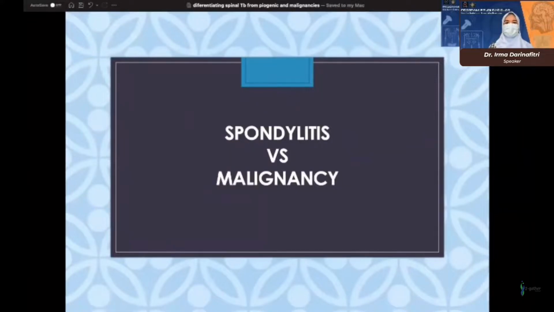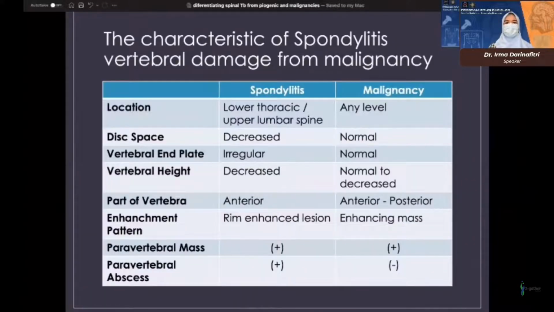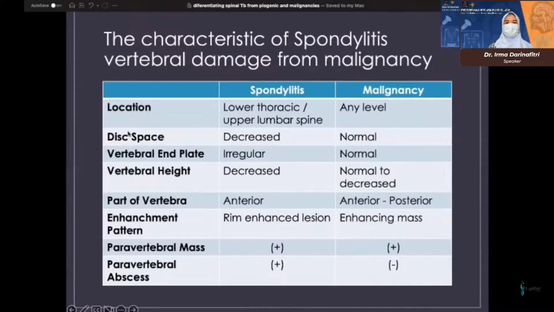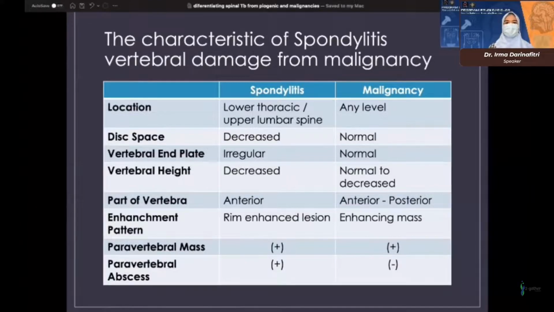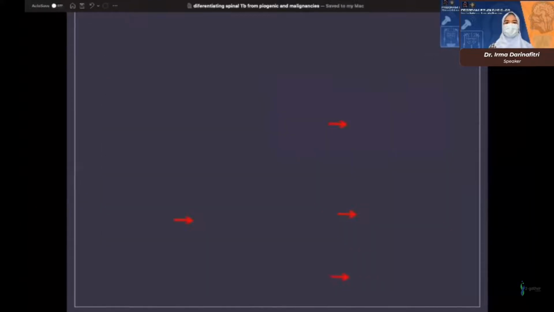Next, we will learn to distinguish spondylitis from malignancy process. This table shows the characteristics of infectious damage from malignancy and spondylitis. In the location, the disc space, vertebral end plate, vertebral height, part of vertebra, enhancement pattern, paravertebral mass, and paravertebral abscess, we will explain in the next slide.